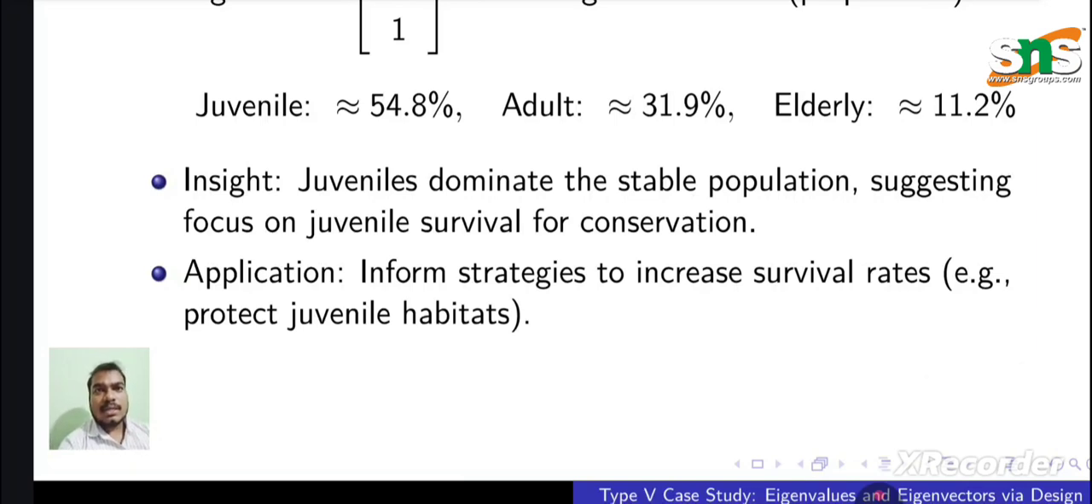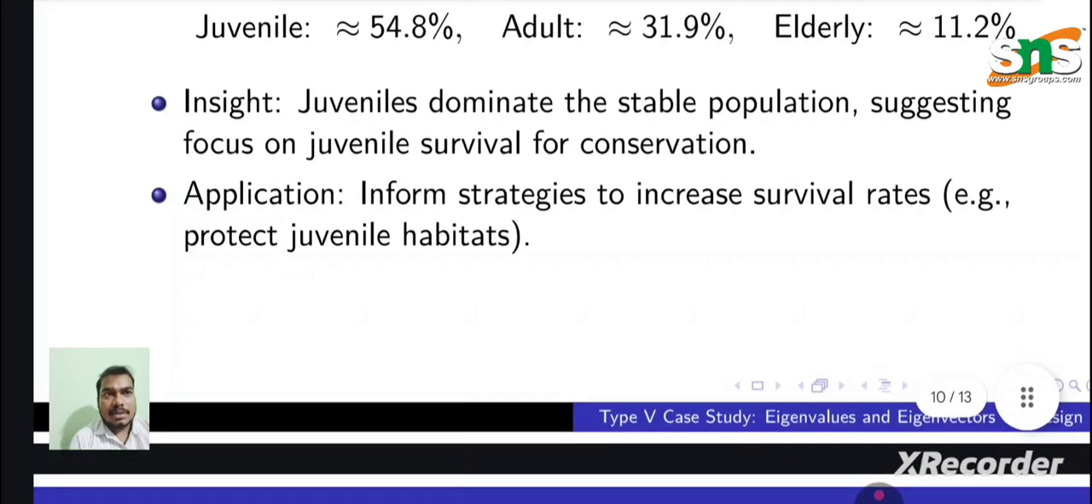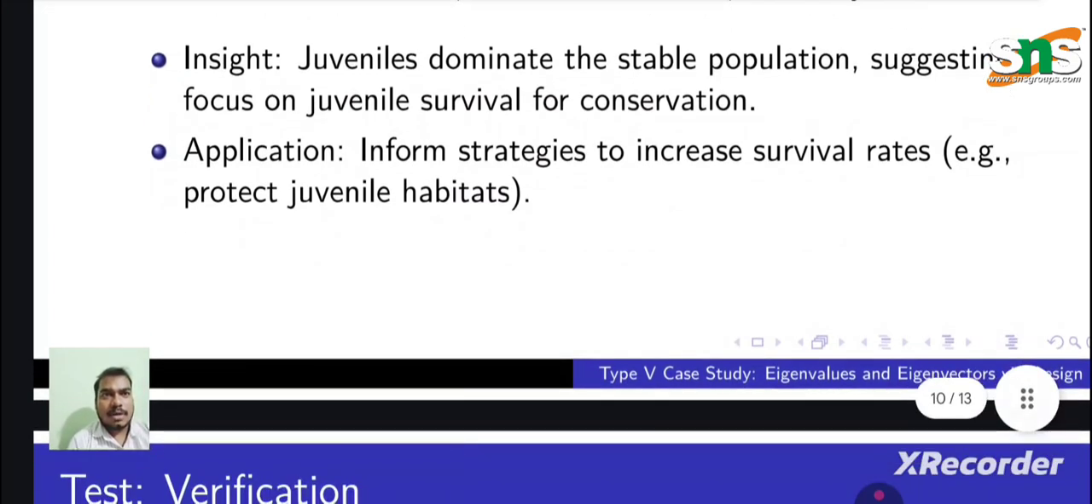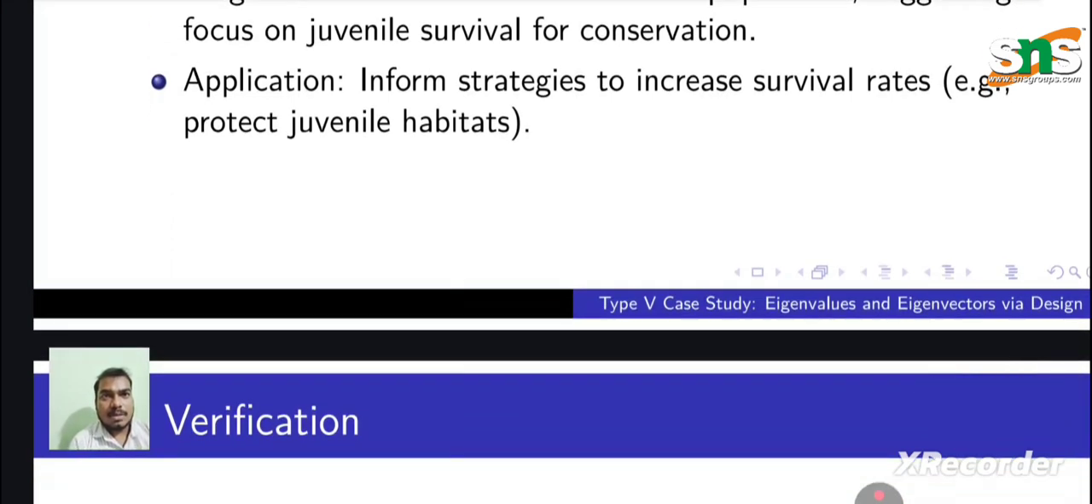So the juvenile is approximately 54.8%, adult 31.9%, and elderly more or less 11.2%. Insight: juveniles dominate the stable population. This suggests focusing on juvenile survival for conservation. Application: to inform strategies to increase survival rates.